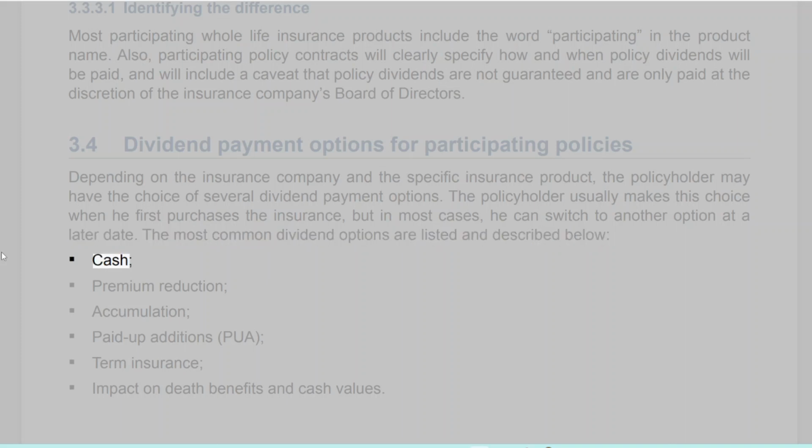Cash. Premium reduction. Accumulation. Paid-up additions, PUA. Term insurance. Impact on death benefits and cash values.